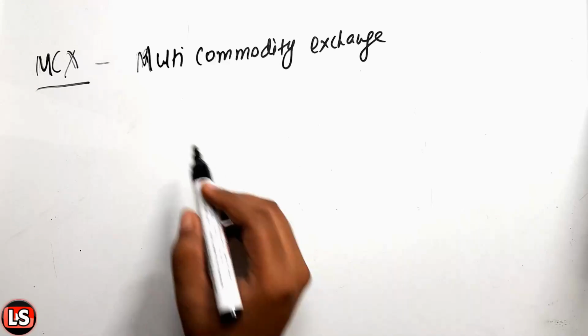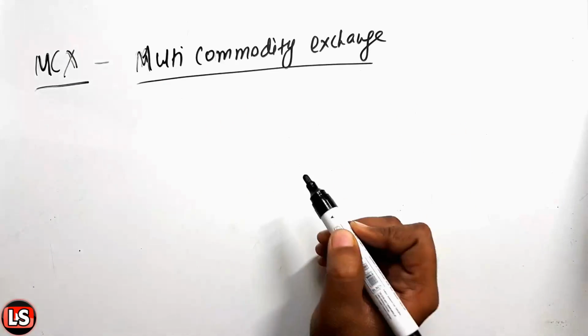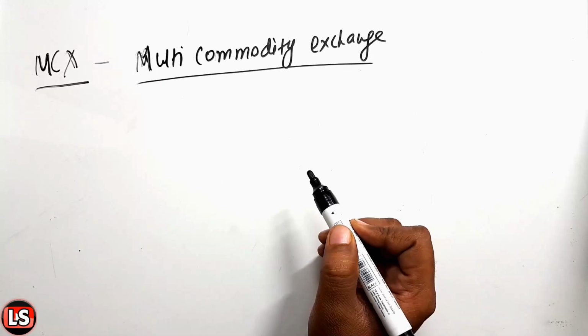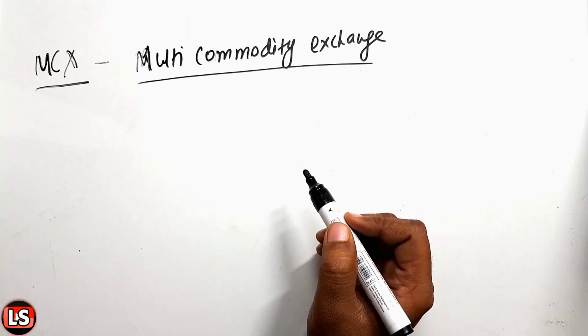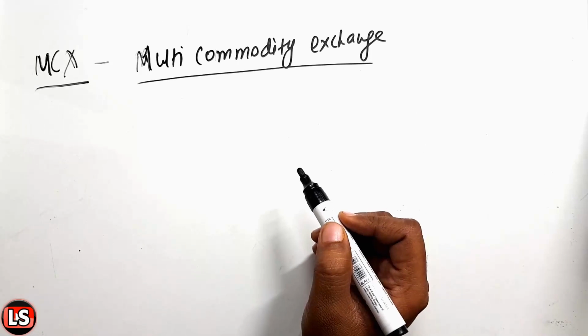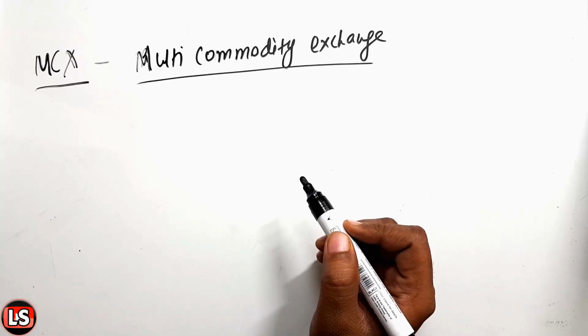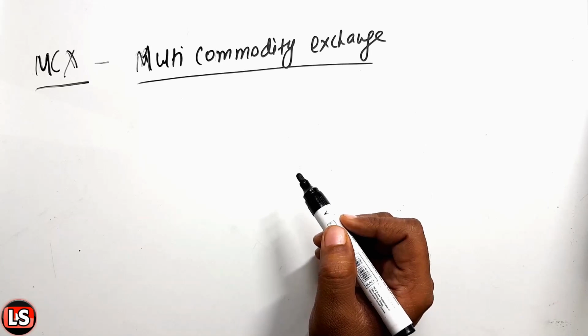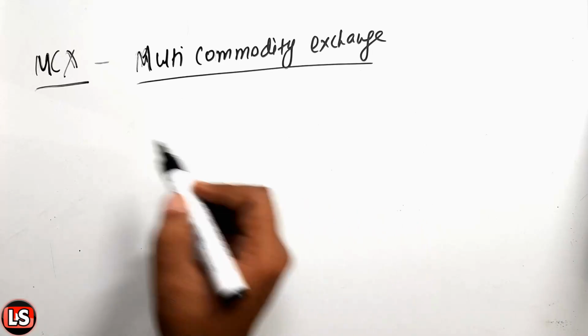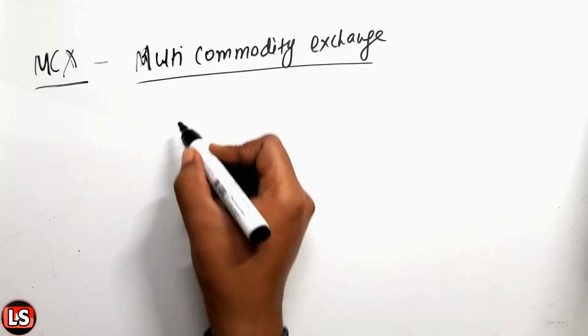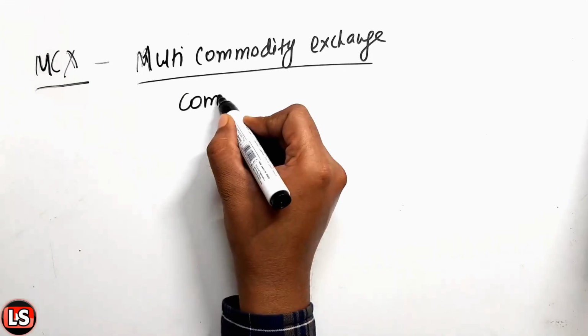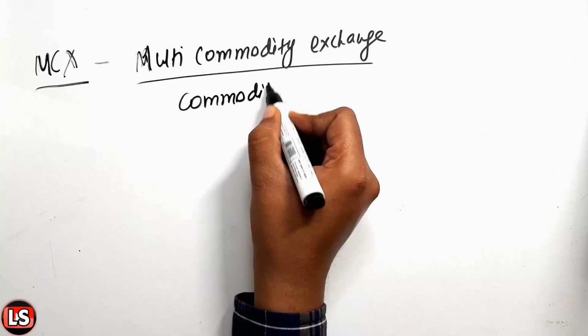Okay, MCX is the Multi-Commodity Exchange, and this is a name you can often see alongside the BSE, that is Bombay Stock Exchange, and NSE, that is National Stock Exchange. This is a platform where commodities are traded.